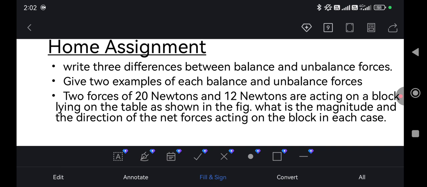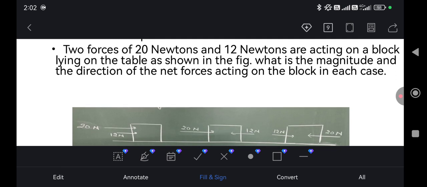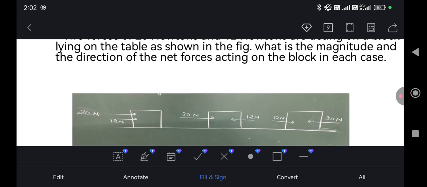And third, you have to solve this: two forces of 20 newtons and 12 newtons are acting on a block lying on the table as shown in this figure. You have to find the magnitude and the direction of the net force acting on the block in each case. I hope you all know about this. You all have to do this work neatly in your science notebook.